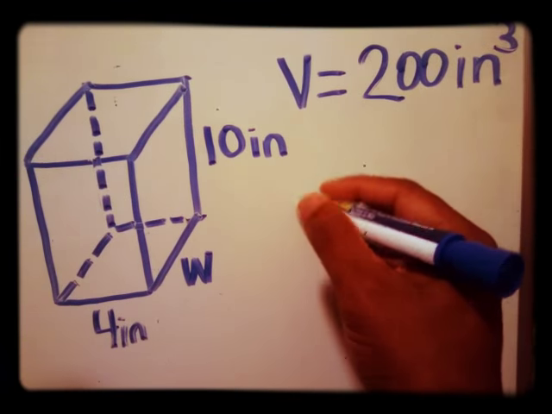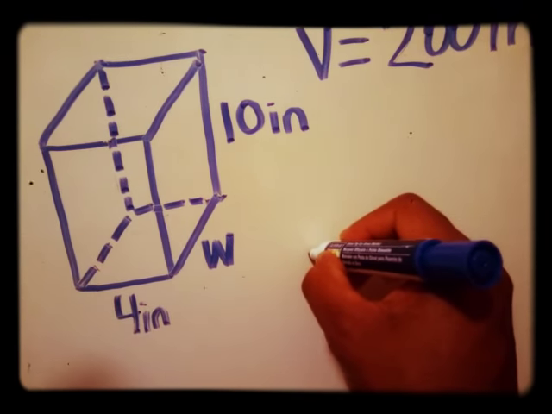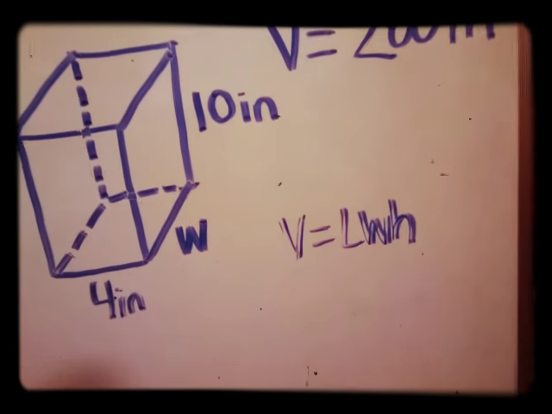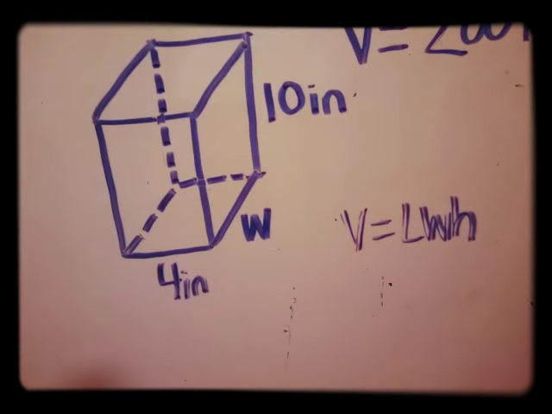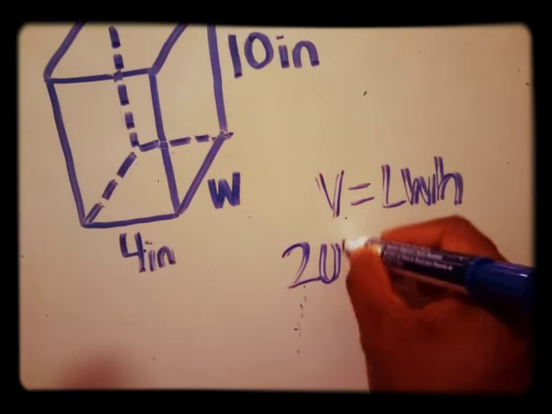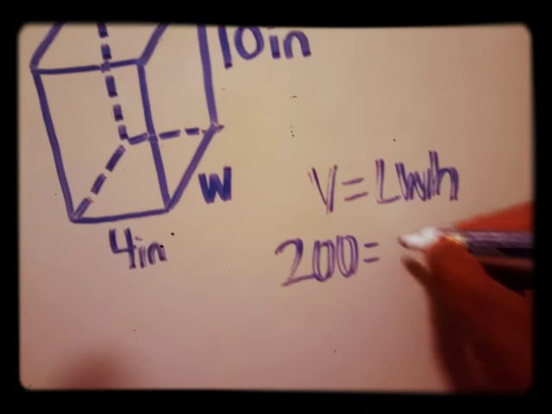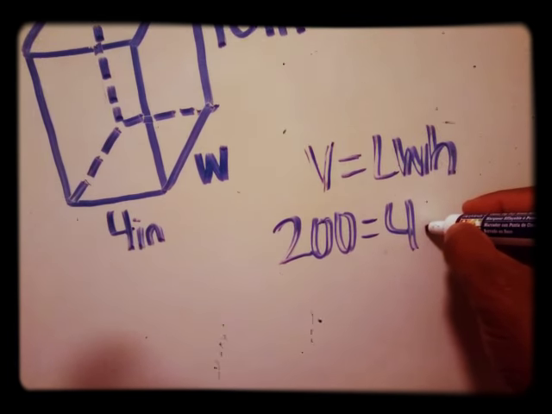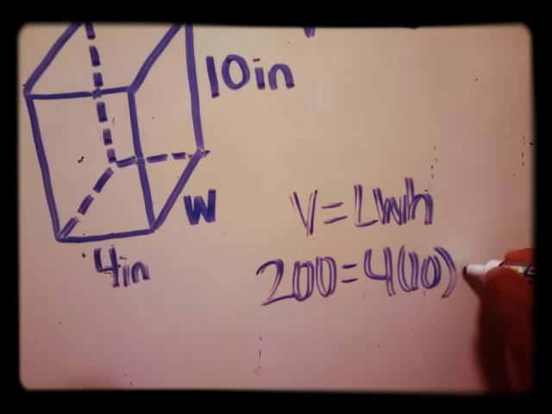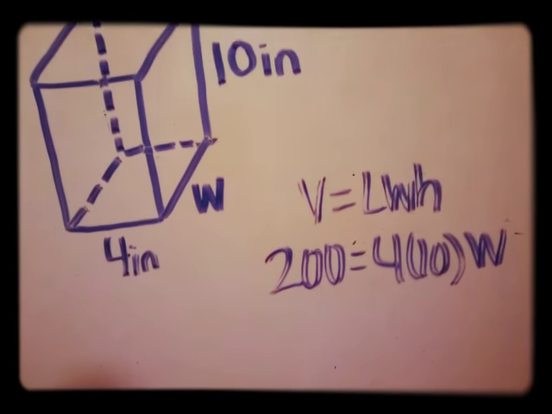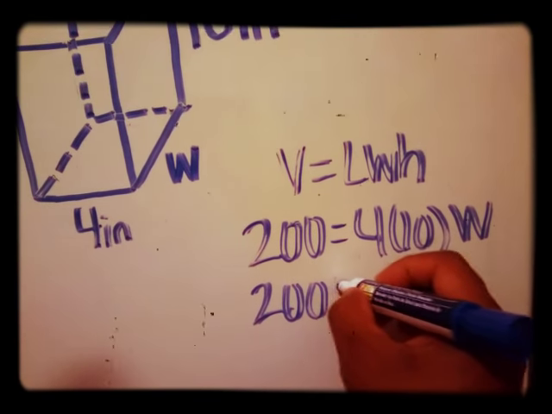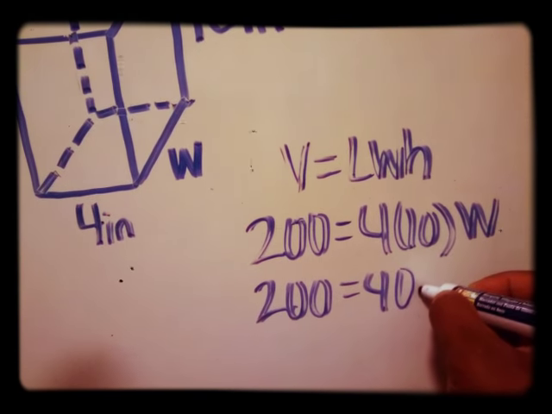All right, let's go ahead and write the formula out. V equals length times width times height. Now we're going to substitute the given dimensions. V is now 200. The length is 4. The width we do not know. The height is 10. So 4 times 10 times the width. That's what we're going to calculate. I'll go ahead and continue. 200 equals 40 W.